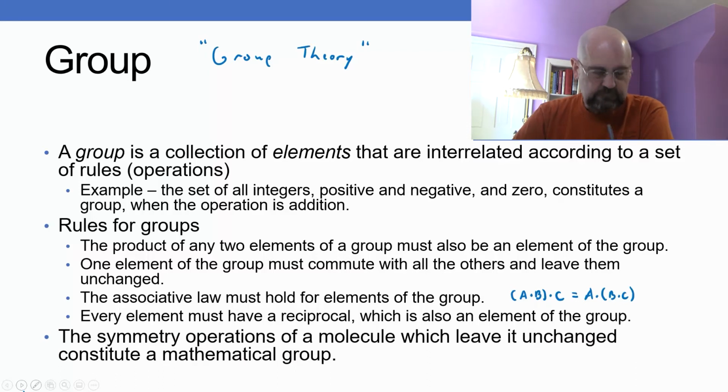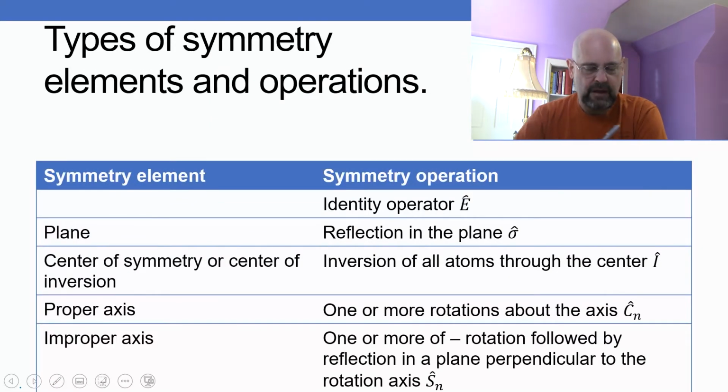Okay. And the big point then is that the set of symmetry operations of a molecule, which leave it unchanged, constitute a mathematical group. And so we can use the properties of mathematical groups to learn something about the chemistry. So there are symmetry elements and symmetry operations. An element might be an axis of rotation. The operation is actual rotation around that axis.